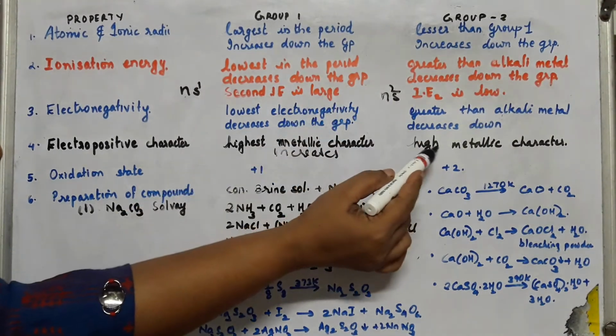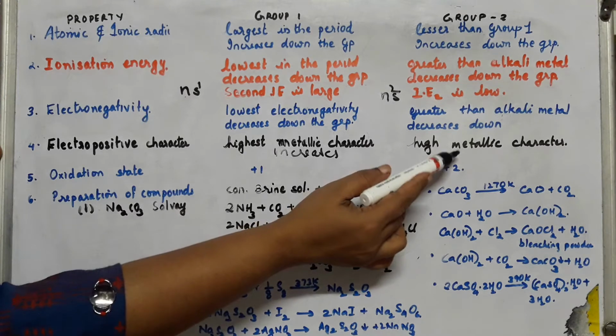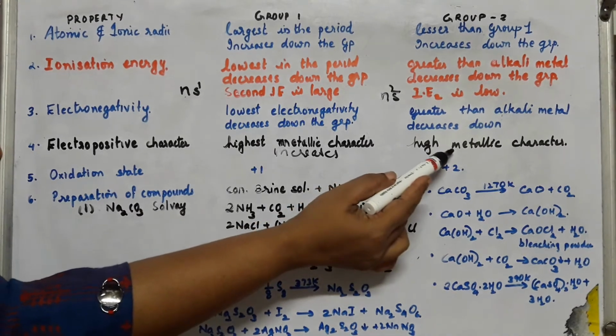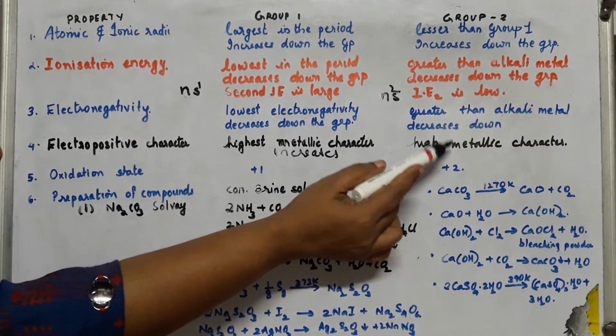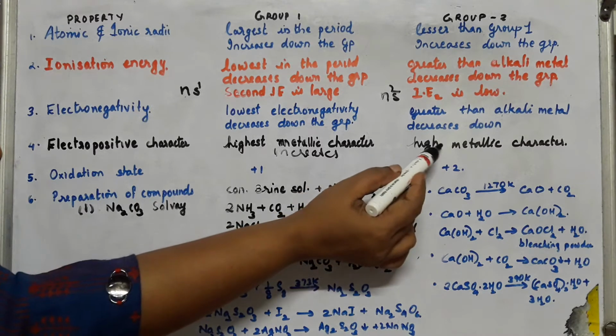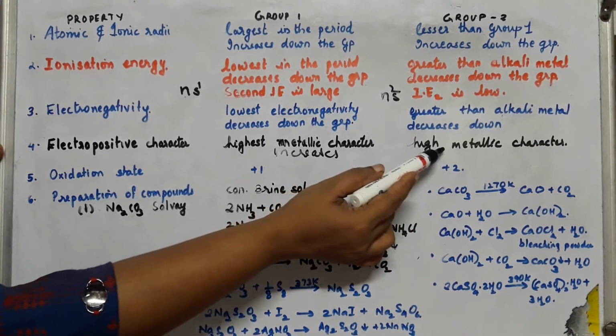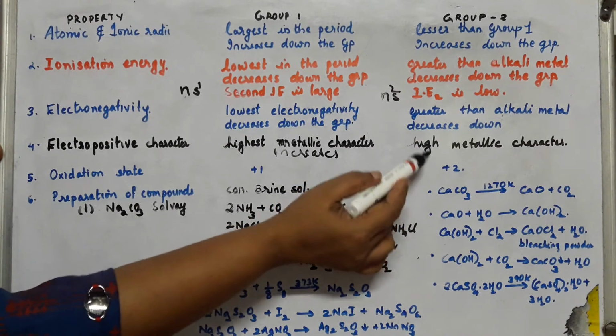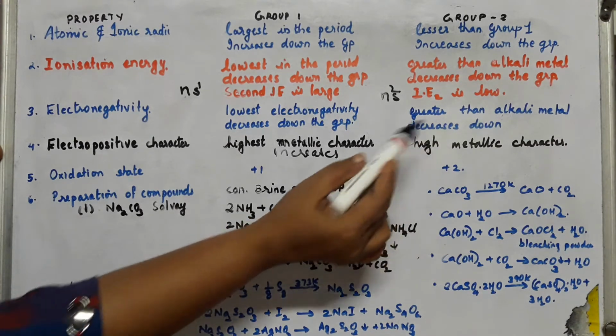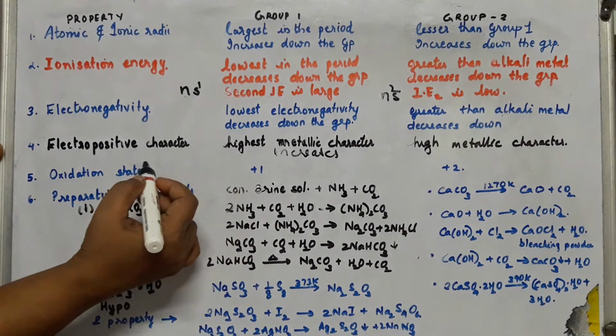And group 2 elements have high metallic character. The reason again is they have great atomic radii and low ionization energy. And down the group ionization energy decreases, so metallic character will be increasing down the group.